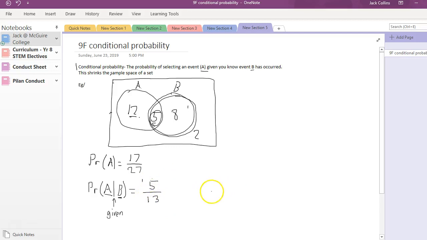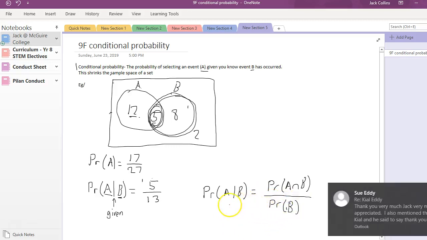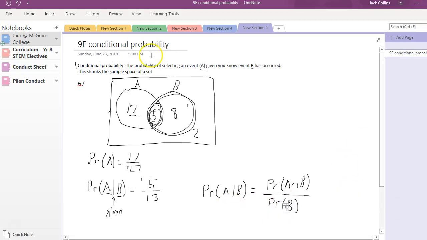Okay, so the conditional probability rule is: probability of A given B is equal to the probability of A and B, or the intersection, because that's the part that likes A, all over the probability of B. You can do it either way, so it's the probability of A and B, or you can also think of it as the number of A and B. Either way works. Number of A and B probably just works a bit more simply.